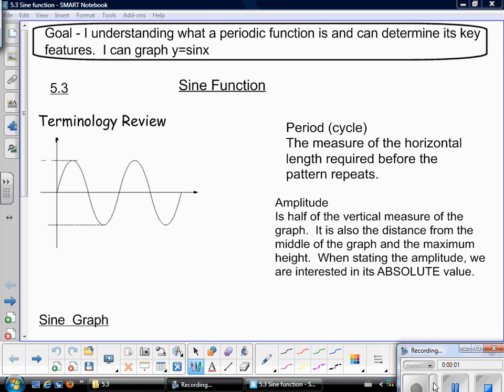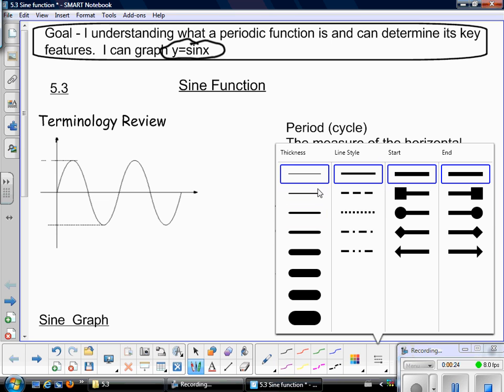Right, continuing on with our periodic functions. Okay, our goal today is: I can understand what a periodic function is and can determine its key features. And with that comes: I can graph y equals sine x. So that is something that is different for us in a sense. Okay, and I'm just going to switch my pen back to something nicer.